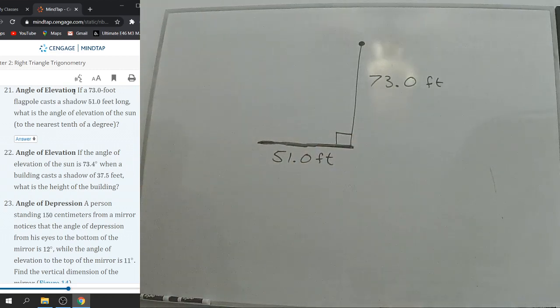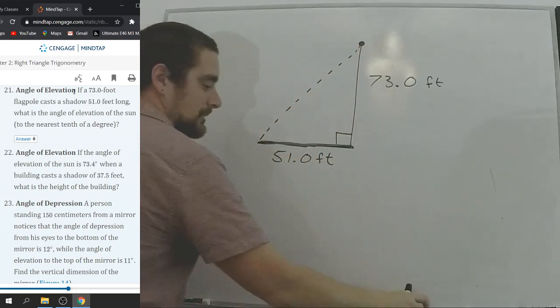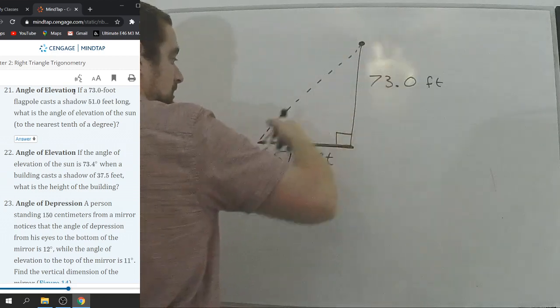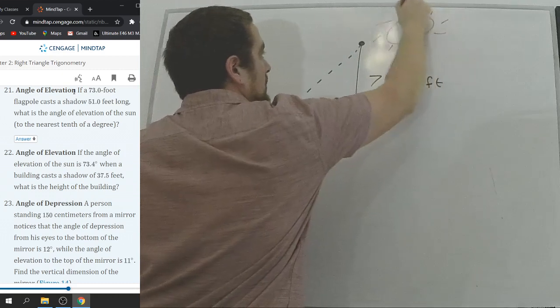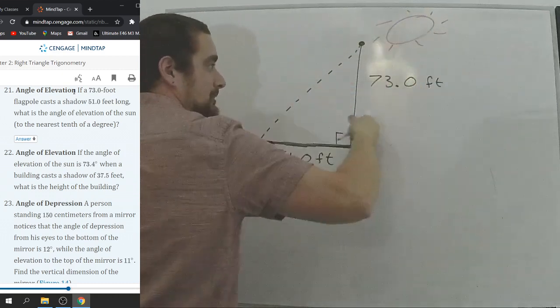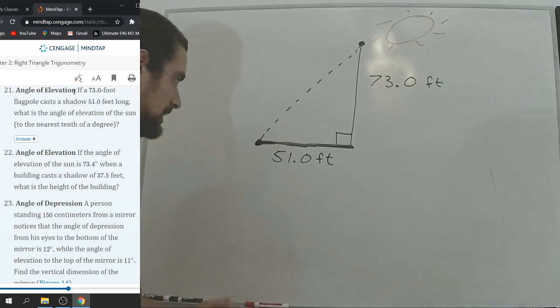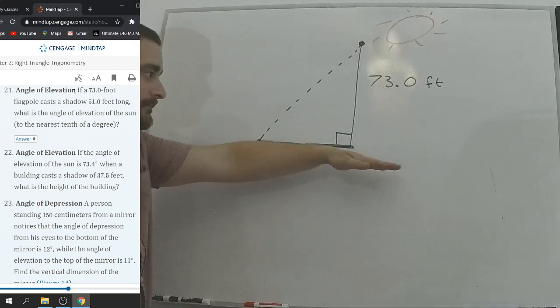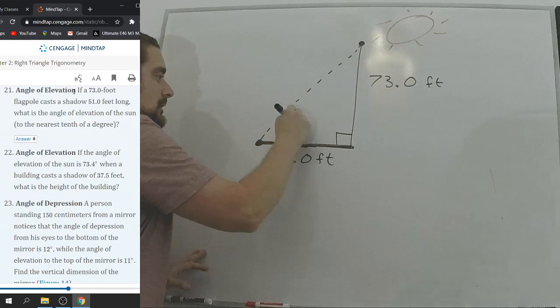There's our shadow from the flagpole. What's happening is the sun is casting some light down on that flagpole. And as the light hits the flagpole, it's just casting that shadow down onto the ground. And again, there's the little nub on the top of the flagpole. Our task is to find the angle of elevation up to the sun. So I'm going to call that theta.